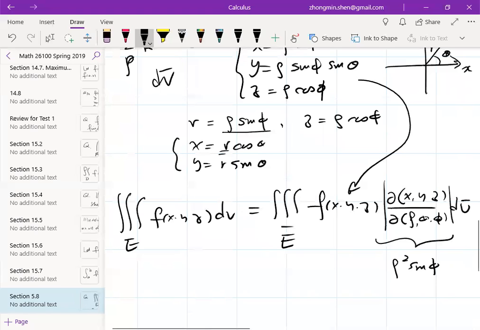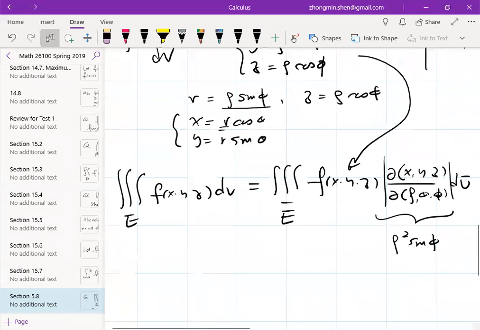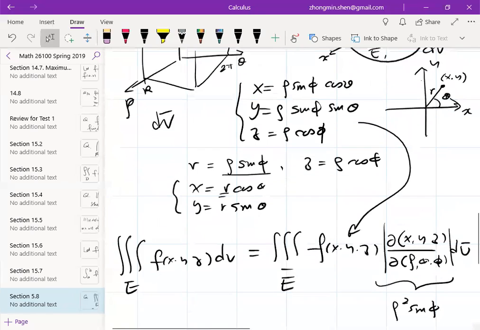And that's it. This is a formula very similar to the three-dimensional substitution. The good part is this substitution changes a very bad domain into a nice domain. So the picture is as above.